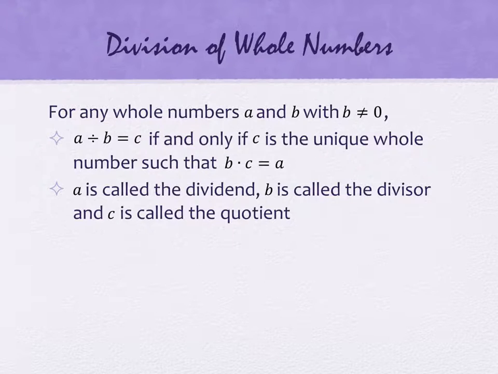So a is actually called the dividend, b is called the divisor, and the result of the division is called the quotient. So there's a little bit of vocabulary, most of which you've seen, but it might not have been recent.